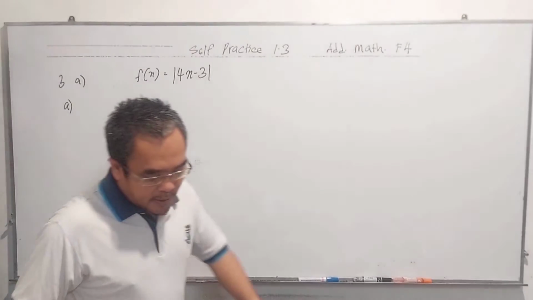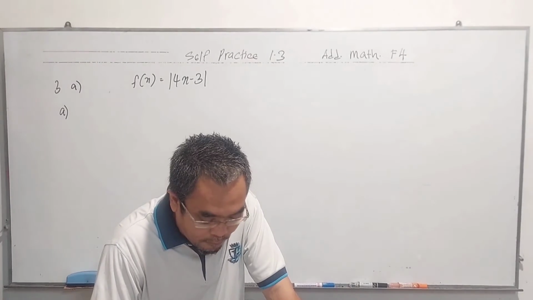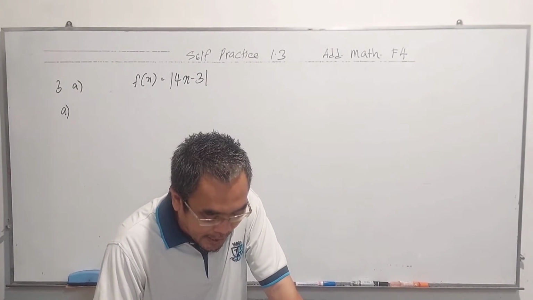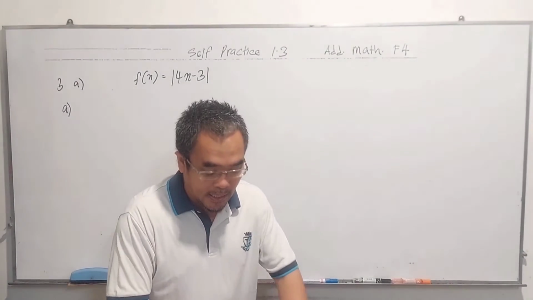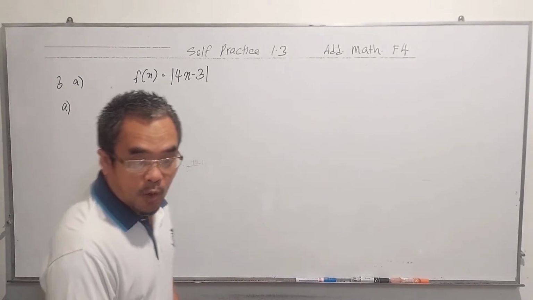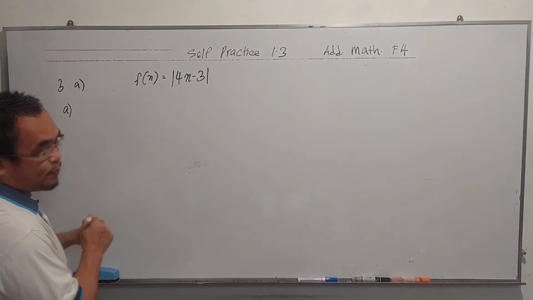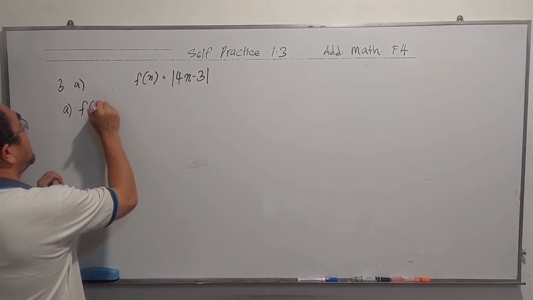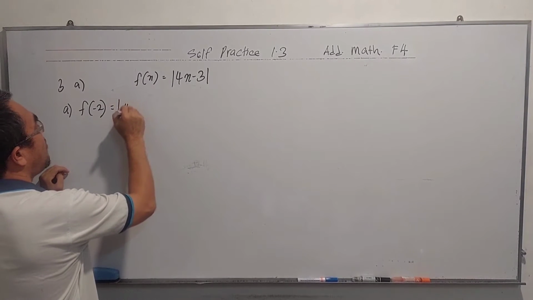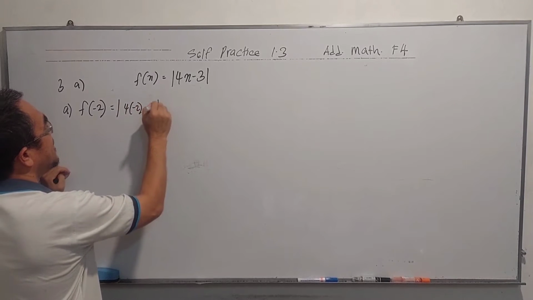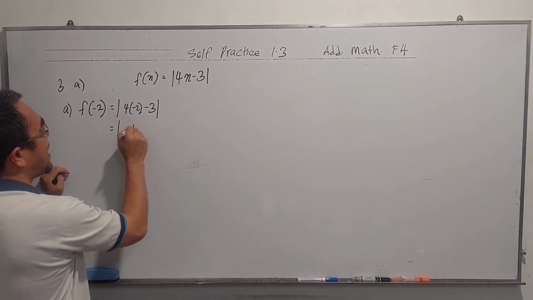So question number 3. Function f is defined by f(x) equals the modulus of 4x minus 3. Calculate a, f(negative 2) and f(negative 1 over 2). This is nothing new to you, because we did last time how to sketch the graph. So whenever you have to calculate f(negative 2), you just substitute x with negative 2. That is 4 times negative 2 minus 3. So you get negative 8 minus 3, which is negative 11.